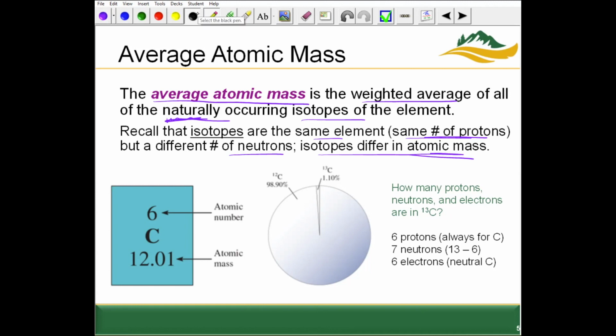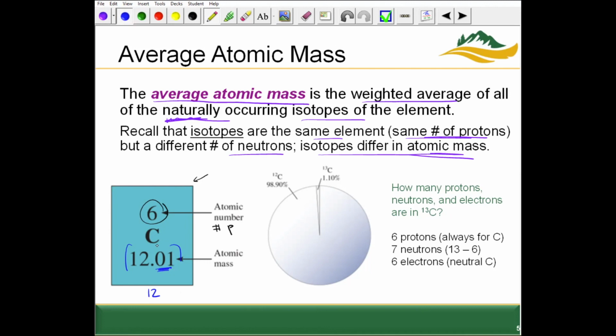For example, when we look at the periodic table, we'll find carbon with its atomic number of 6. That is the number of protons. However, when we look at the atomic mass, 12.01, that means that we have some additional isotope here that's not just with an atomic mass of 12.